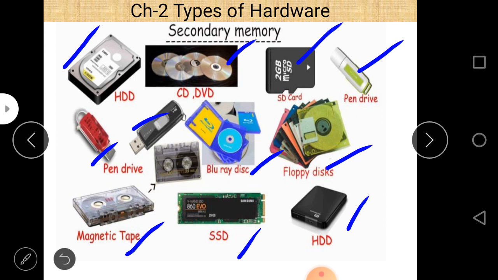Hard disk is an essential part of our computer. CD, DVD, SD card, and pen drive are not essential parts of our computer system. So this is an external hard disk. This external hard disk works as a pen drive.